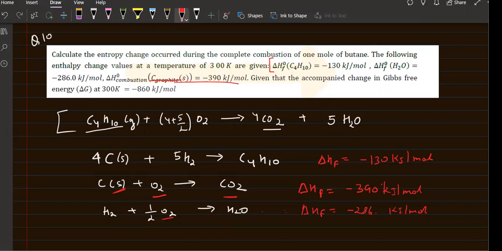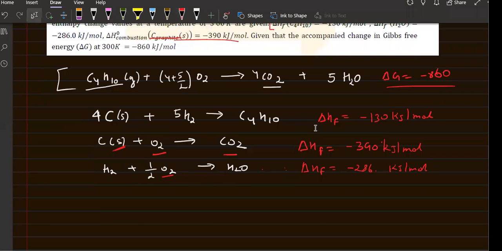Anyone have any issue in this? I have just written what is given, as simple as that. And one more thing is given, which is delta G is equal to minus 860. So I have just written what is given. Yes or no? Agree? That's it. I haven't written anything else. Everyone is getting this? Okay. Tell me one thing. Now, if this is your reaction and this is the delta H of individual component, what is delta H? Wait, I'll just change the pen.